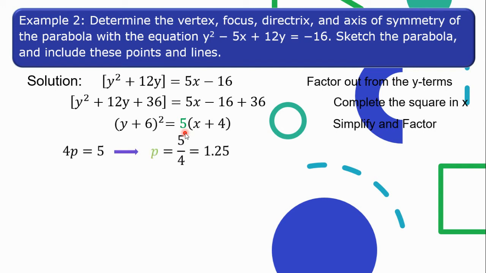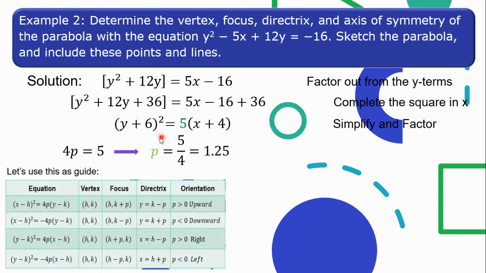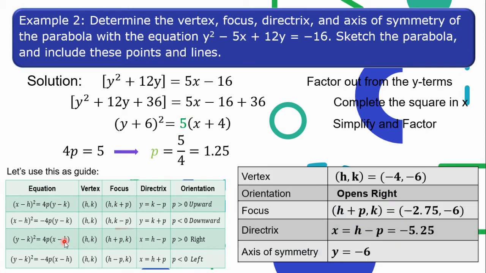So since our 4p is equal to 5, our p is equal to 1.25. Again, if you are still not sure about the orientation, we will use this guide. Since it is positive, we will go to our third option, our third equation.